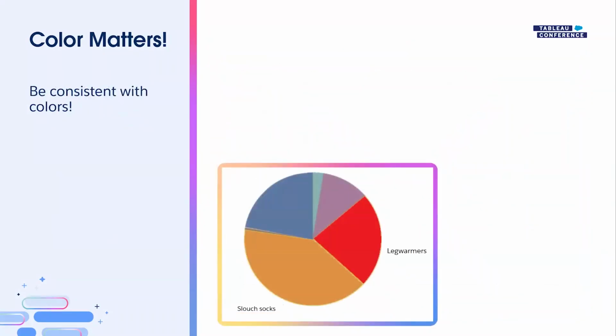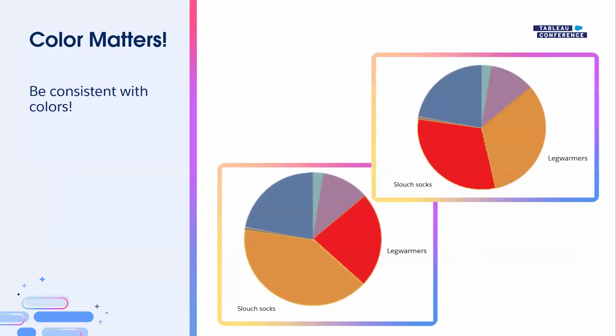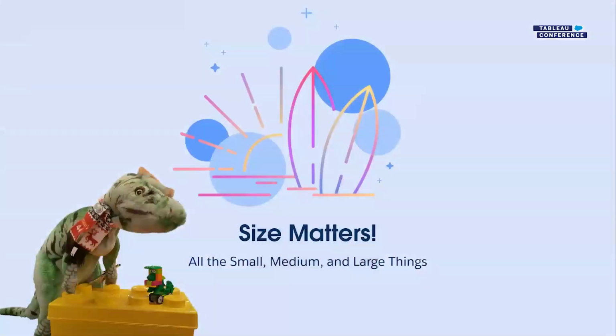And finally, one more thing. Be consistent. If you're using a color to highlight a type of 80s leg accessory, do it consistently. Don't use orange to highlight slouch socks and red for leg warmers in one chart and then switch it around the next chart. Just don't do it. So with that, we're done with color, and let's slide on over to size.